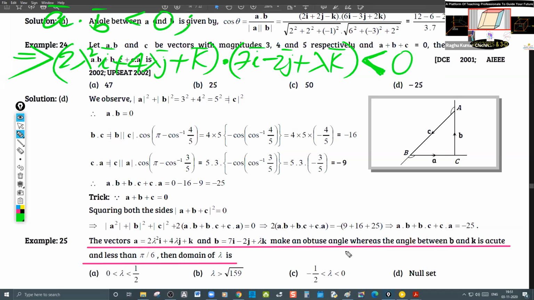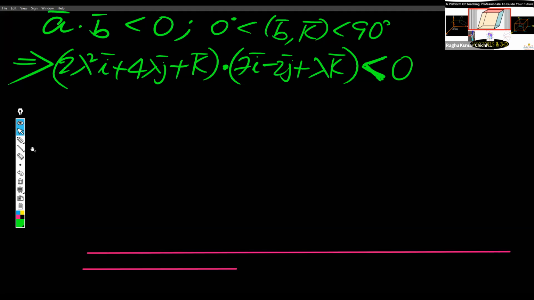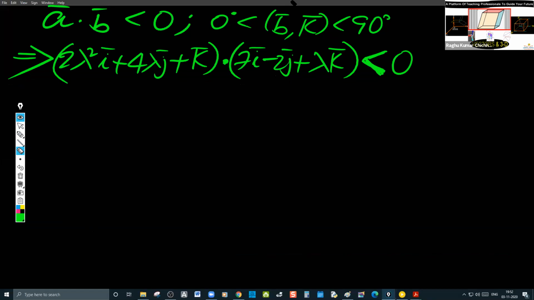That's what he's saying, and he has given extra information that the angle between B and K is acute: 0 degrees less than the angle between B bar and K bar, K bar means Z axis, is less than 90 degrees. This is the data given. Now you can comfortably try this. At least tell me the simplification part of it, or otherwise solve it. Come on, the data is entirely on the screen now. Come on, you try it.